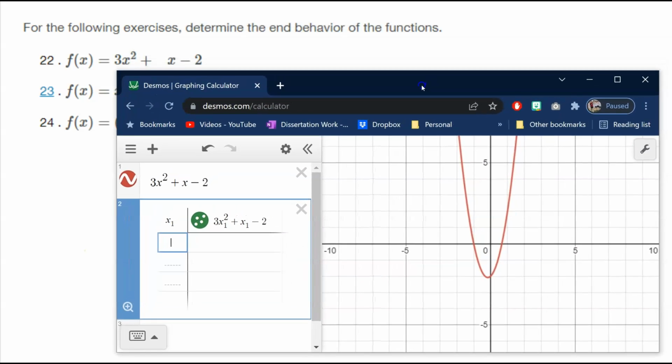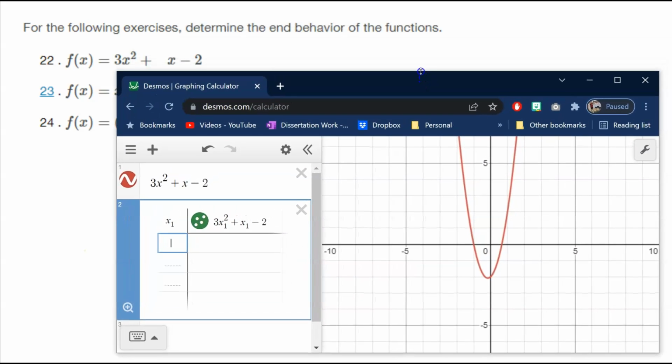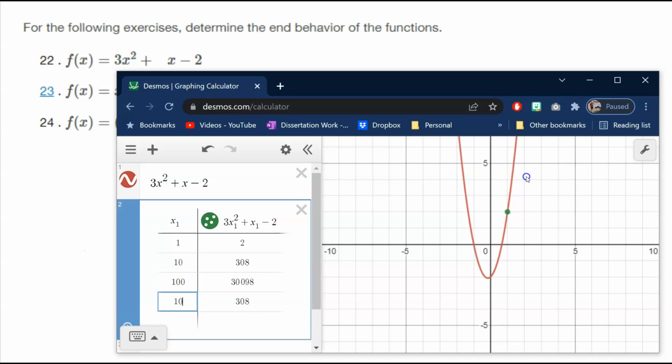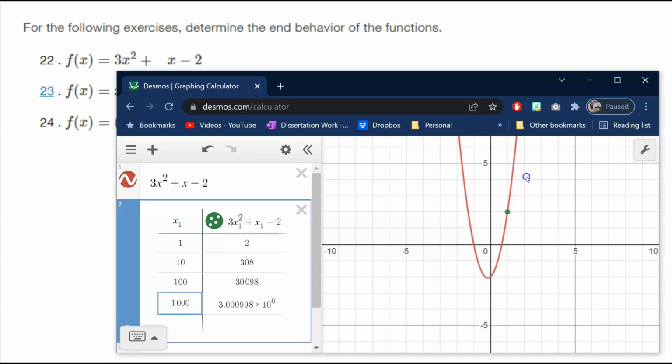So the first function here, we know the end behavior of a quadratic with a leading coefficient that's positive. But let's pretend we didn't. Let's pretend we didn't have this beautiful graph. What you do is you plug in numbers and you keep making those numbers bigger because we want to see what happens as our x approaches infinity. And so you just keep adding zeros and you go, okay, it's getting bigger and bigger. It's getting like it's infinity. Cool. And then you do the same thing on the other side.